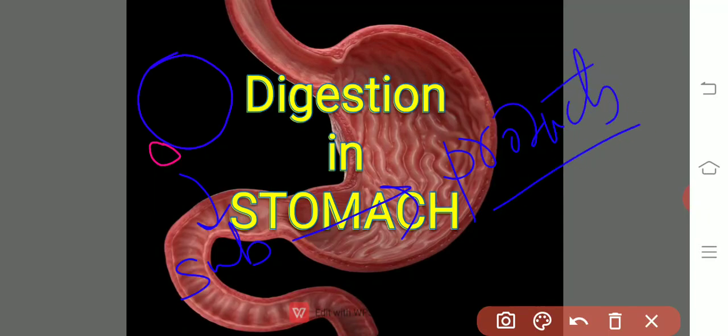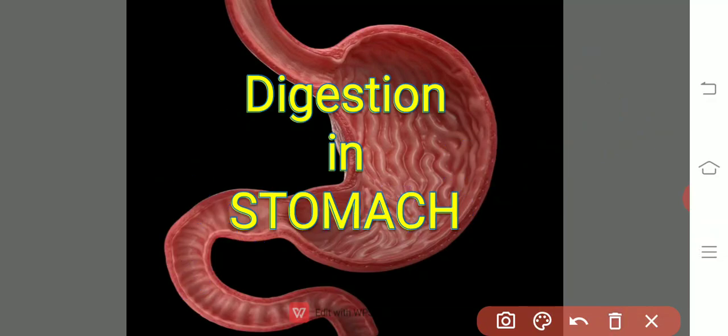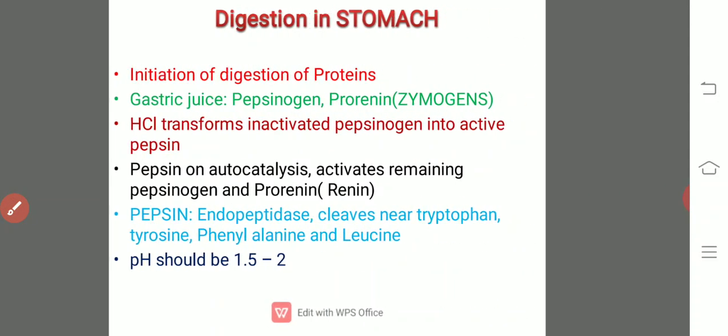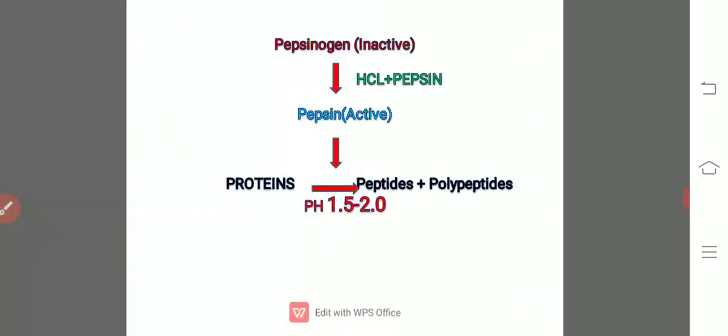So, removal of the covering, the removal of the mask of the active site of an inactive enzyme, is nothing but the activation. Now, the pepsinogen and prorenin are in the inactive condition. They should get activated and then go for the digestion of various proteins. What happens to the pepsinogen? Let us see. Here, this is the pepsinogen, and it is in the inactive condition.